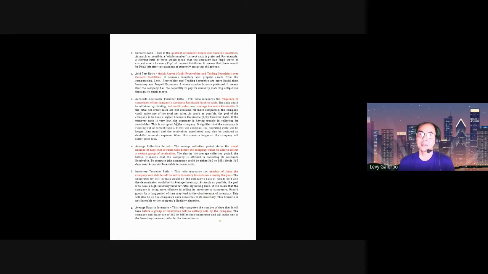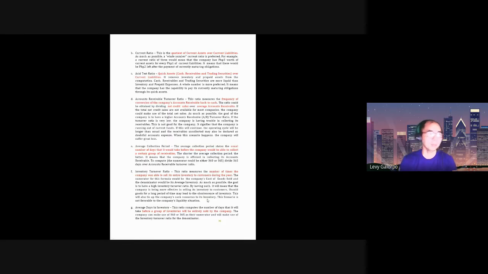For example, a current ratio of 3 would mean that the company has 3 peso worth of current assets for every 1 peso of current liabilities. It means there would be 2 pesos left after payment of the currently maturing obligations. So, yan naman. Then we have acid test ratio.